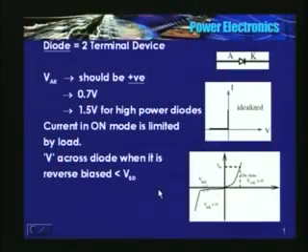Now, if the applied voltage is higher than VBD, and if you are not able to control the current that is flowing, then the device will get damaged. Remember. If the applied voltage is higher than VBD, and if you are not able to control the current flowing through the diode, it is going to be destructive.